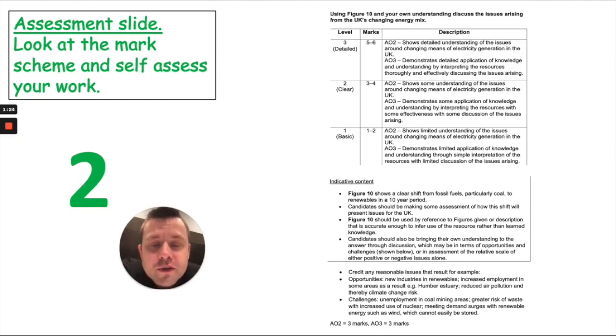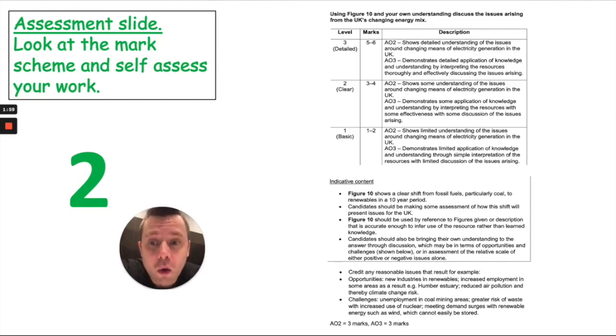But to get the top marks, you can't just spot the trend and talk about it. You need to show your understanding. So, if you were talking about opportunities, you could say, well, because there's more renewable energy sources in the UK's energy mix, maybe development of wind farms, it's going to create jobs, it's going to create new opportunities. We've talked about Liverpool and the surrounding area in the northwest having an awful lot of wind turbines. So you could write about this and the opportunities it creates.